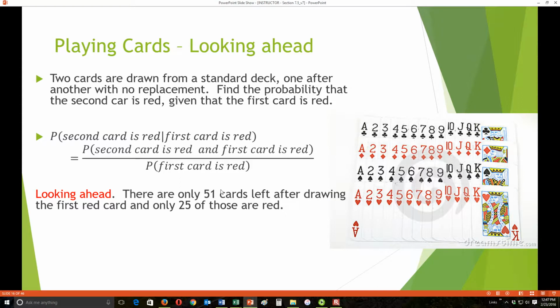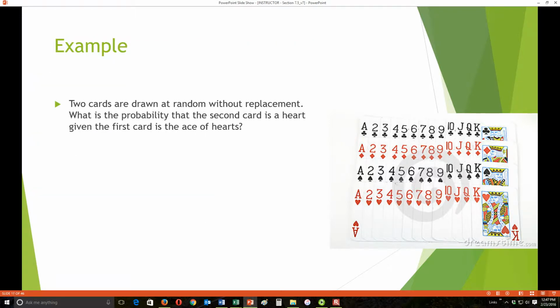If we reason through this, if I've already drawn one red card, that means I'm not replacing the card because it says no replacement. There's only 51 cards left to draw from. If I want a second red card, that means I don't have 26 red cards to choose from because the first one was already red. I only have 25 red cards to choose from. Therefore, my probability is going to be 25 over 51. We're going to have to use this. This is very common to use when we're dealing with cards without replacement, where our odds change because our sample space is changing because we're not replacing that first card.